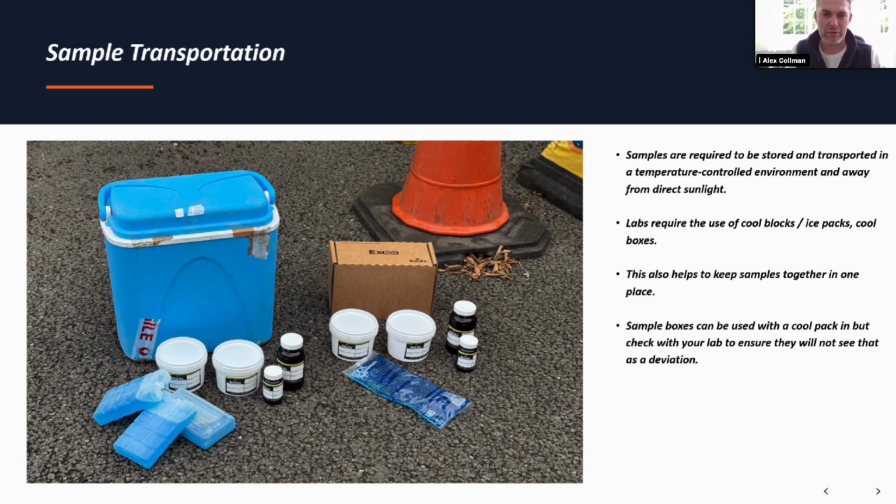It also does help you keep the samples together. You know, you're going to have a lot of tubs, a lot of jars kicking around in the back of vans, and you want to make sure that they're all kept together, so that they're ultimately able to be sent off and tested at a lab.